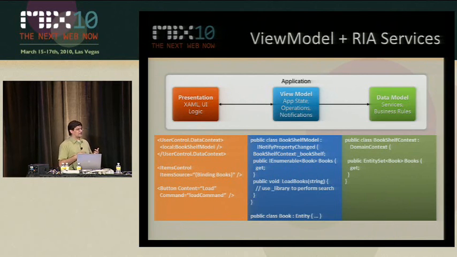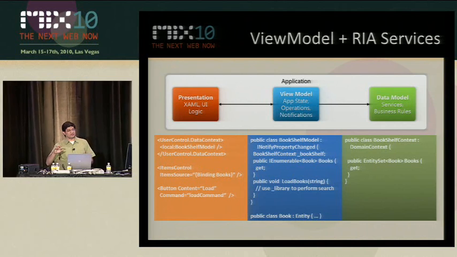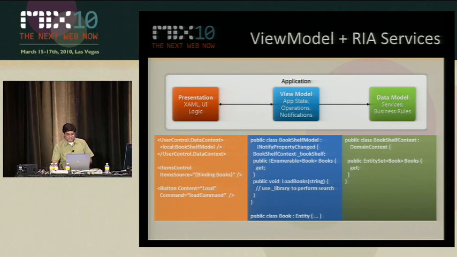And data binding is an extremely powerful tool in Silverlight. So you can bind parts of your UI to different parts of your view model. For example, if my view model has a books property, I can have my items control's ItemsSource bound to the books. If I have a LoadBooks method on my view model, which is an operation, I can bind the button's command to the load command, which invokes that method, right?